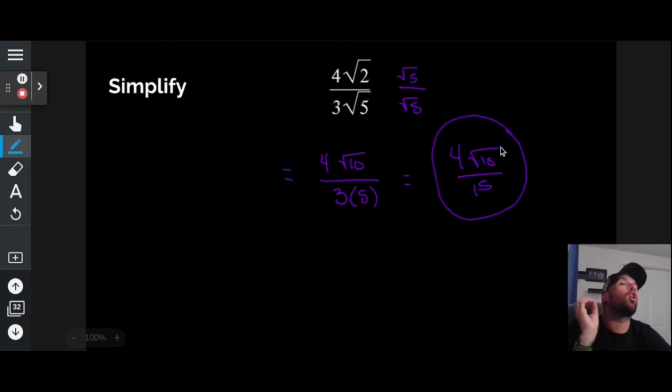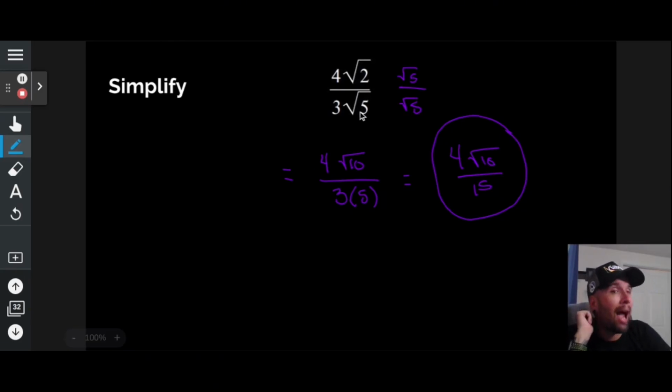So again, you are going to see it a lot where you're going to have a single term in the denominator. And the way you get rid of a square root in the denominator, if you have a single term, is you multiply the top and the bottom by that square root.